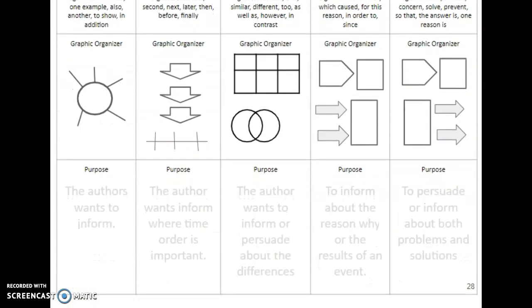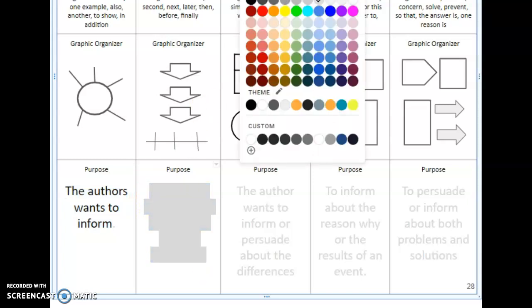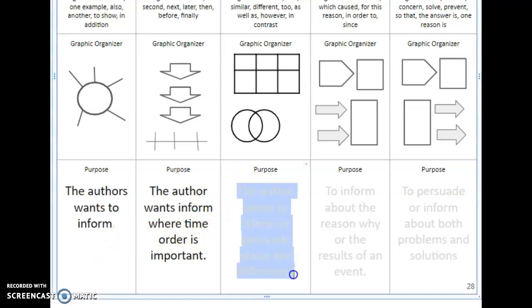The other thing that we want to look at is purpose. Why use these different text structures? So when we are looking at description, why would an author use description? The author wants to simply inform about a topic. That's when we would use description. When we're looking at time order sequence, this would be when an author wants to inform where time order is important. A person's life would be a time when time order would be important and you would need that information.